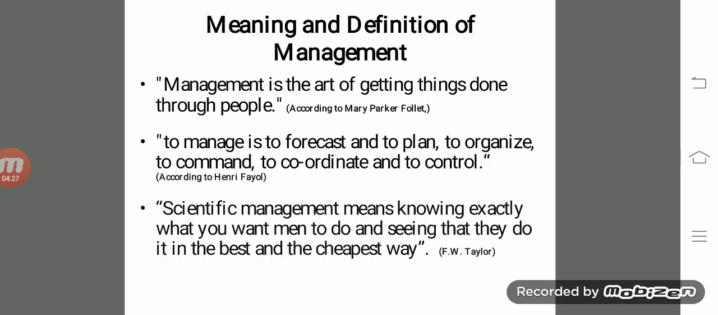They must be clear about it, and it is the responsibility of the manager to check whether the work given by the top level of the organization to the employees is being performed as per the order or not. So finding this point is called here seeing that they do it in the best and the cheapest way. So scientific management means knowing exactly what you want men to do and seeing that they do it in the best and the cheapest way.